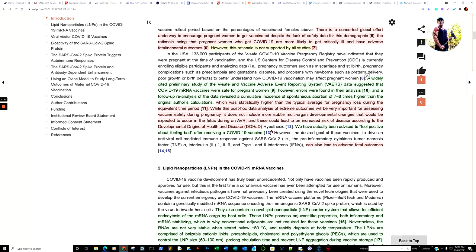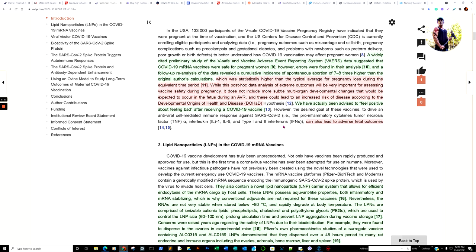The hypothesis, we've all heard before: we have been advised to feel positive about feeling bad after receiving a COVID-19 vaccine. However, the desired goal of these vaccines is to drive an antiviral cell-mediated immune response against SARS-CoV-2. The pro-inflammatory cytokines, tumor necrosis factor, interleukin, and type 1 and 2 interferons can also lead to adverse fetal outcomes.